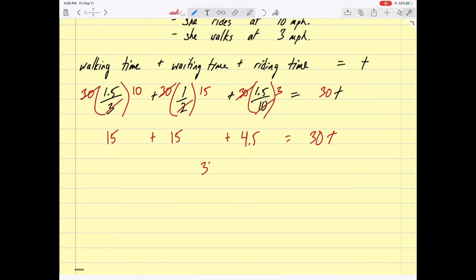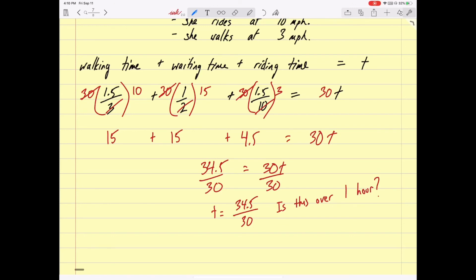This will be 34.5. And if we divide both sides by 30, we get t equals, and I'm going to switch sides here, 34.5 divided by 30. And the question is, is this over 1 hour? And the answer to that is yes, it's over 1 hour. Any number above 30 over 30 would be more than an hour. So if we just had 30 over 30, it'd be 1. If we had 29 over 30, it'd be under an hour.